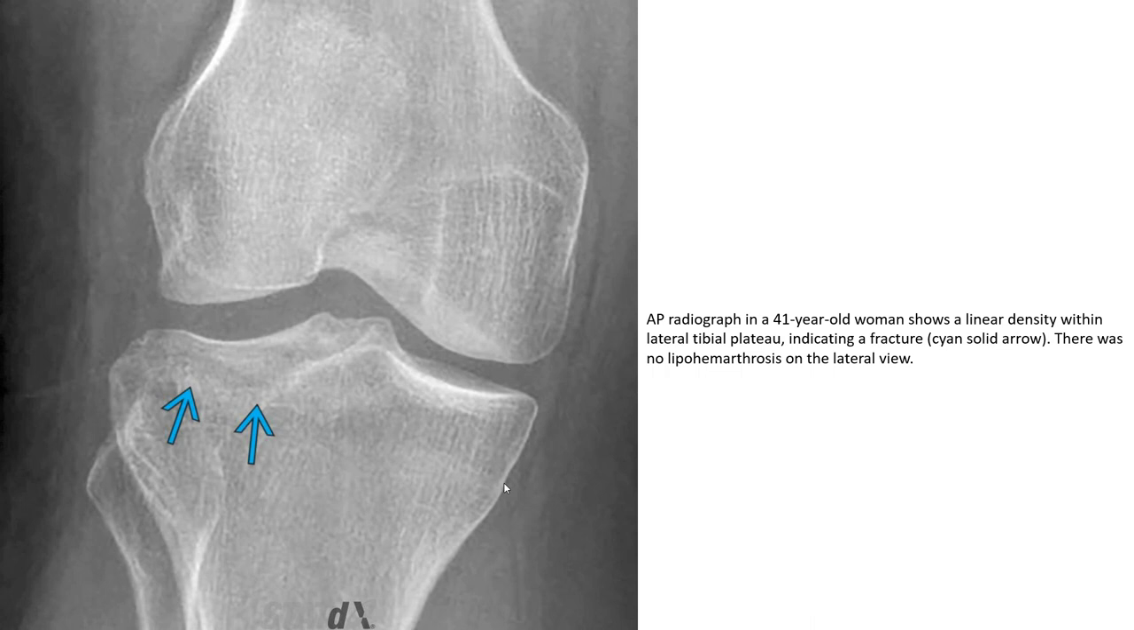This is an AP radiograph in a 41-year-old woman. There is a linear density within the lateral plateau indicating a fracture. There was no lipohemarthrosis on the lateral view.